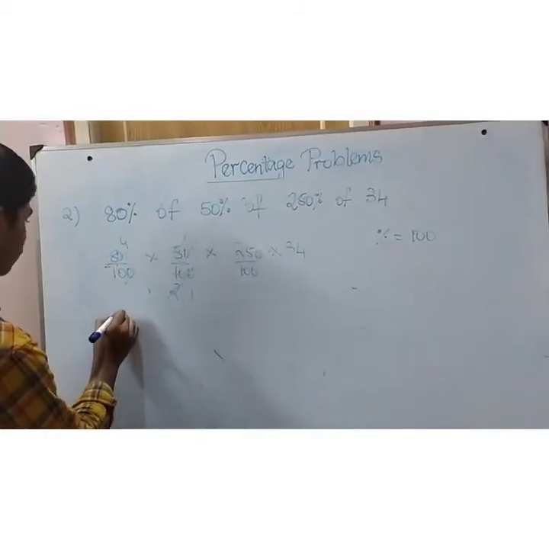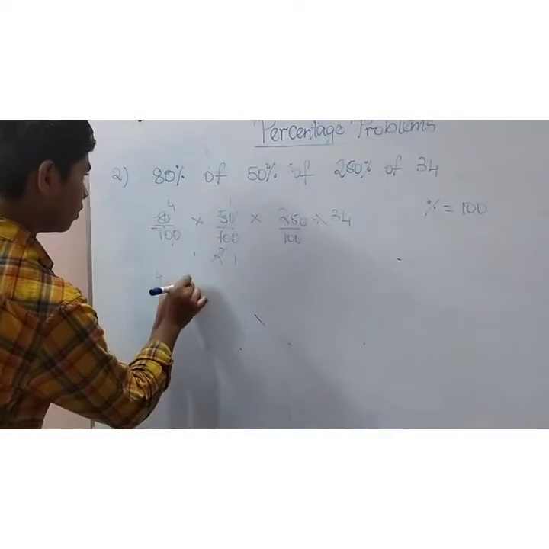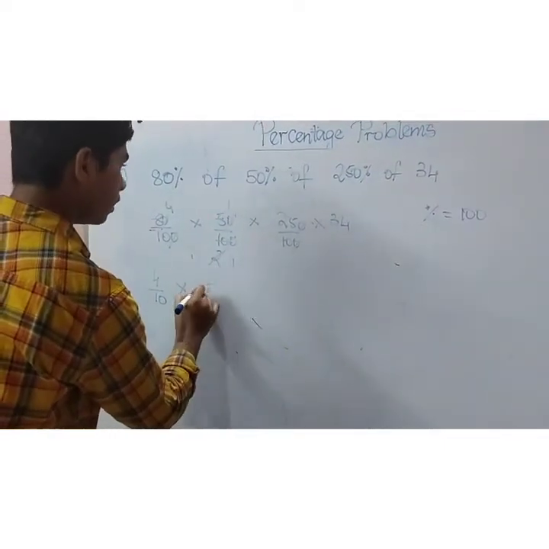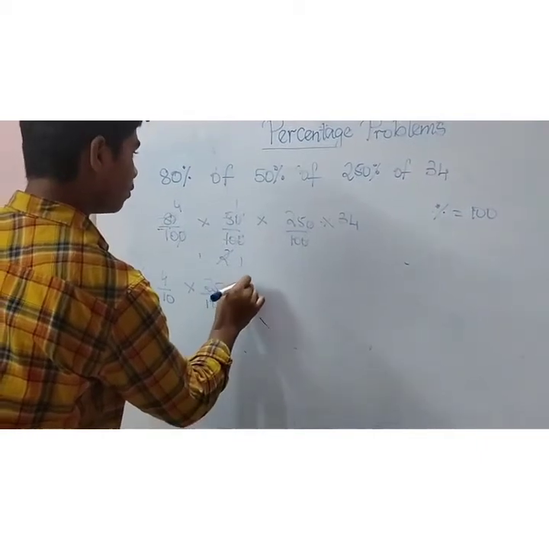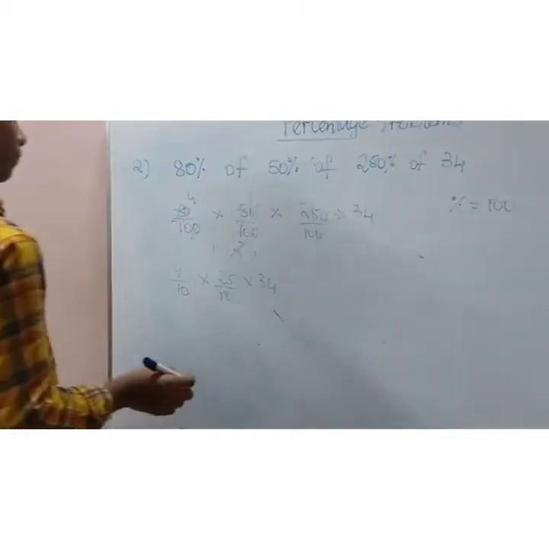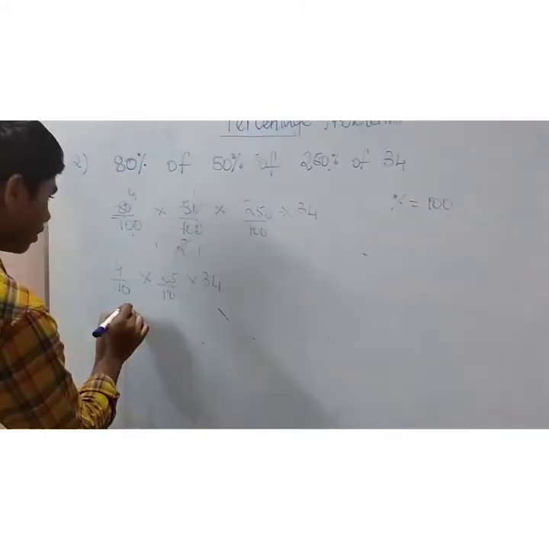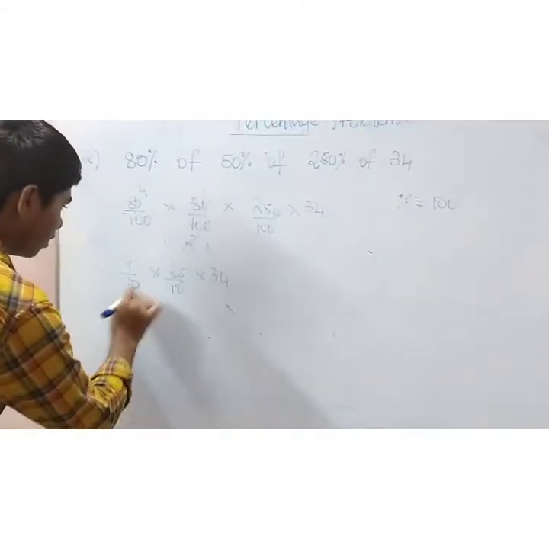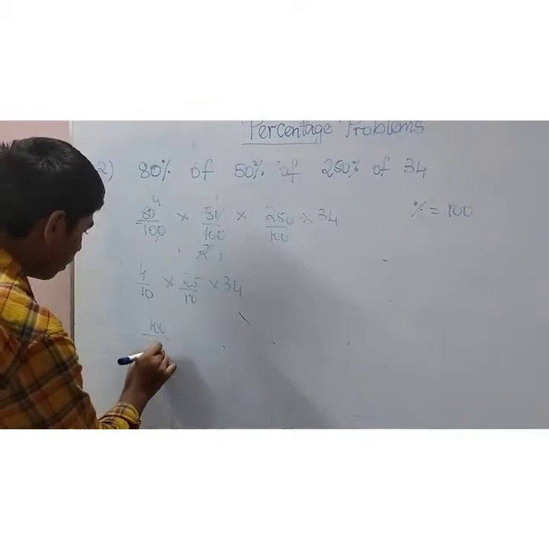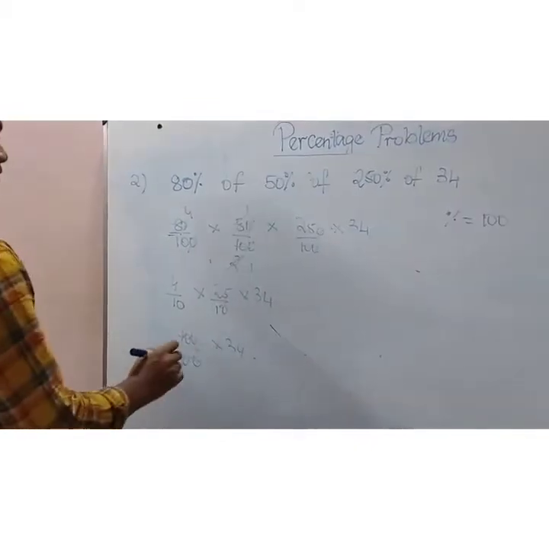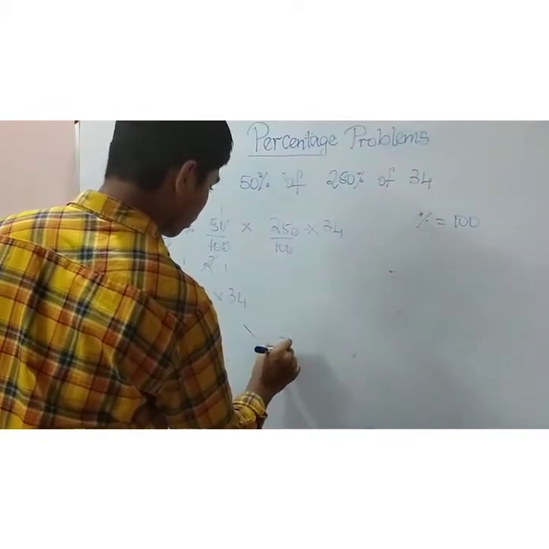Now 4 by 10 into 25 by 10 into 34. 4 into 25 means 100. 10 into 10, 100 into 34. 100 will cancel. The answer is 34.